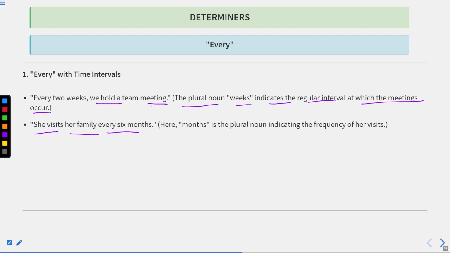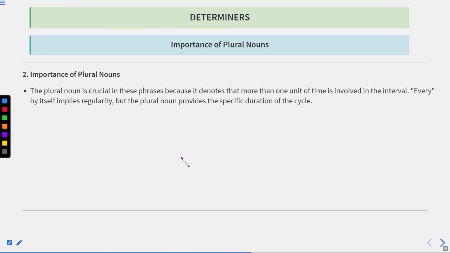She visits her family every 6 months. It means after every 6 months. So there is a duration of 6 months, and after every 6 months, she visits her family. Here months is the plural noun indicating the frequency of her visits. This is actually the duration which she breaks into intervals. Now let us move to the next one.